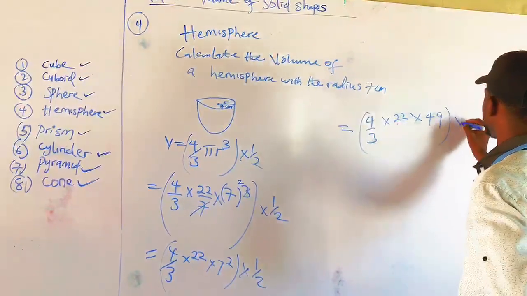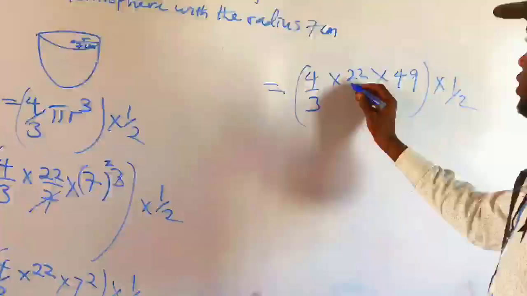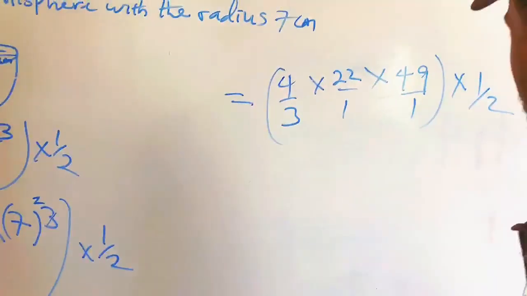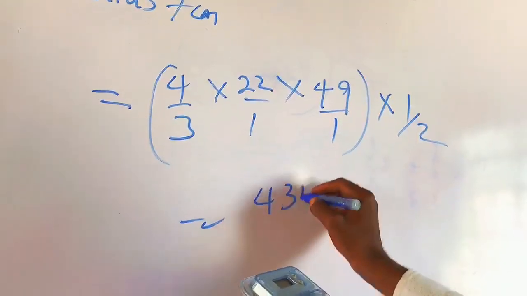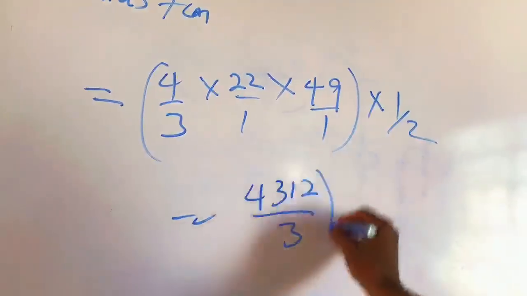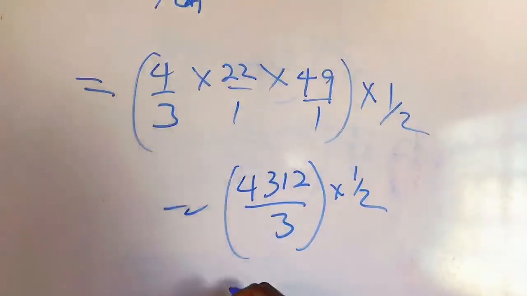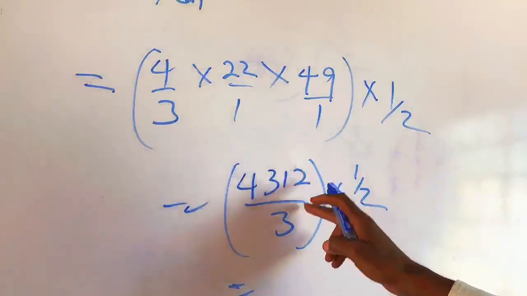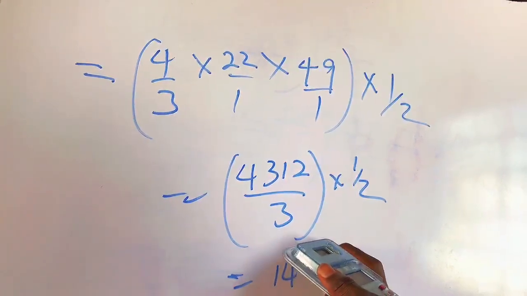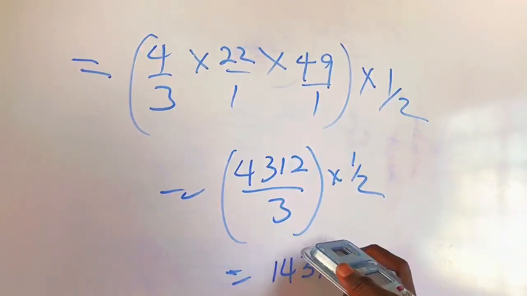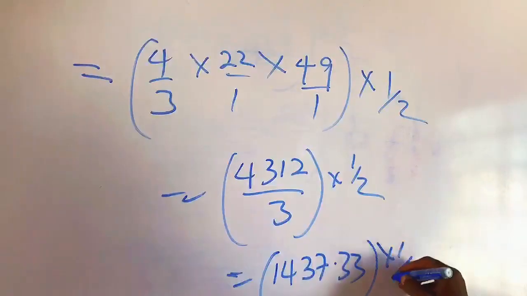Then times 1/2. So by the time you multiply out, I can say this is over 1, this is over 1. So by the time I multiply out, it is equal to 4,312 divided by 3, all times 1/2. So 4,312 divided by 3, I will be having 1,437.33. Then everything times 1/2.